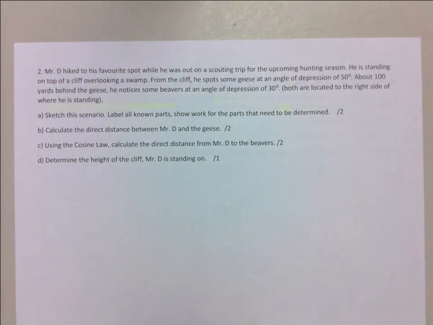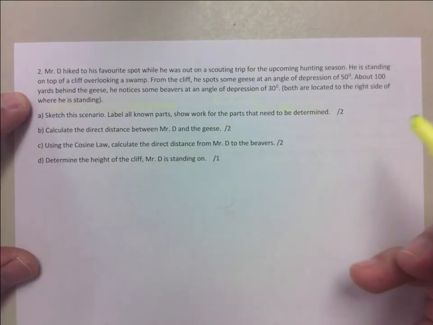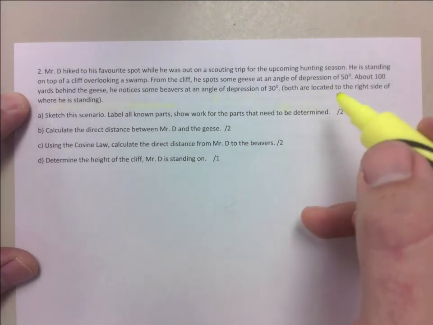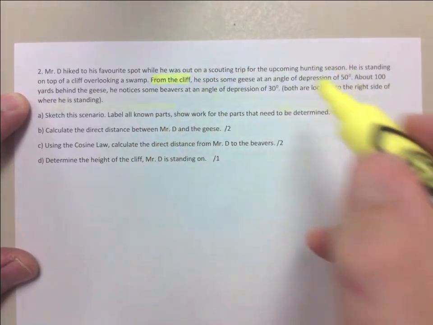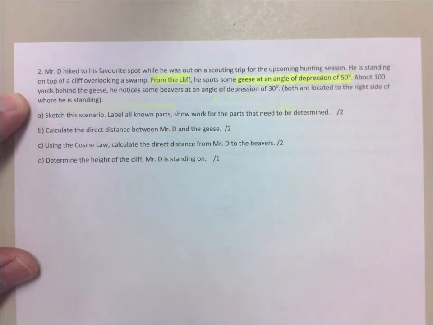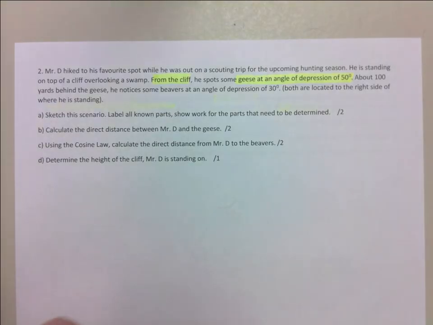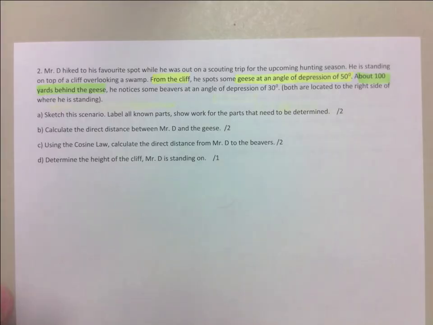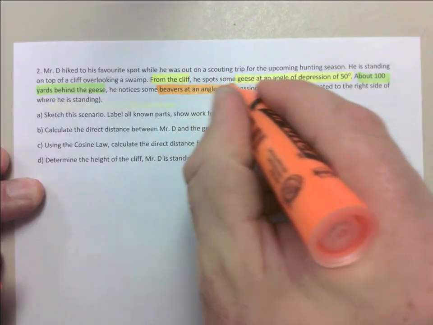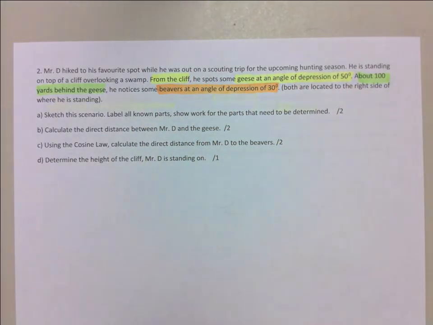So D hiked to his favorite spot while he was out scouting. I do hunt, so I do scout. There is from the cliff, right? There's some geese at an angle of depression of 50 degrees. Then about 100 yards behind the geese, there are beavers. And the beavers are at an angle of depression of 30 degrees. Both are located to the right side of where he's standing.